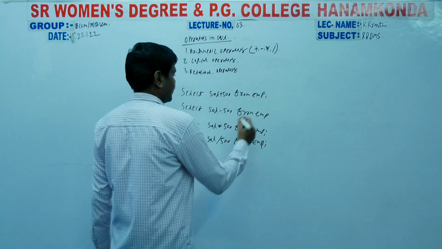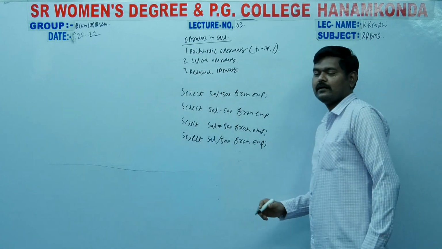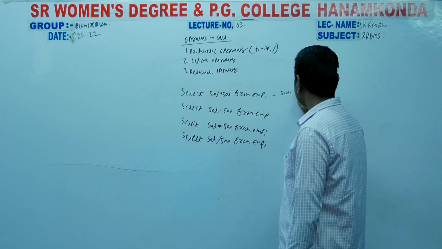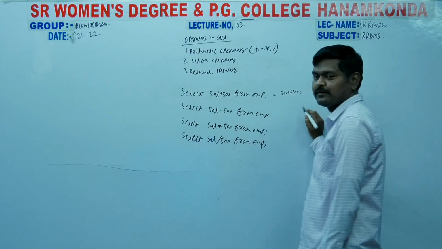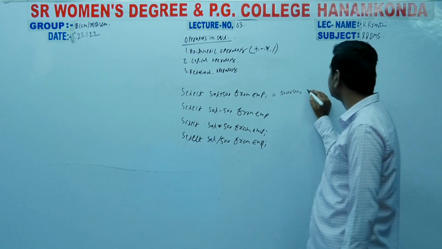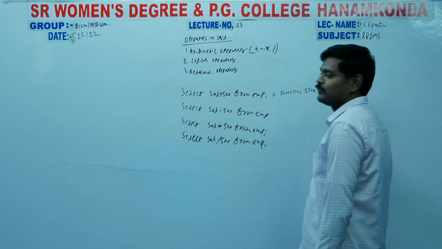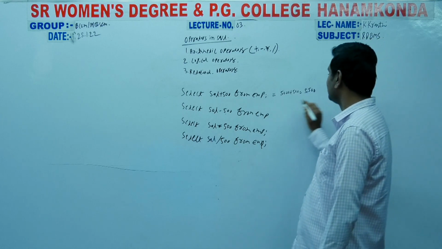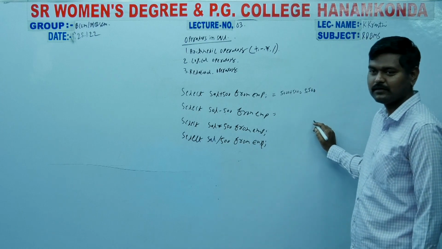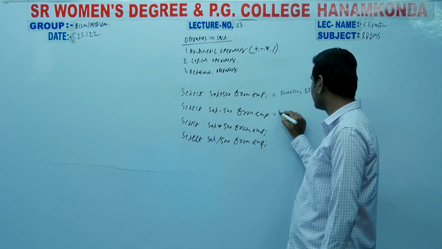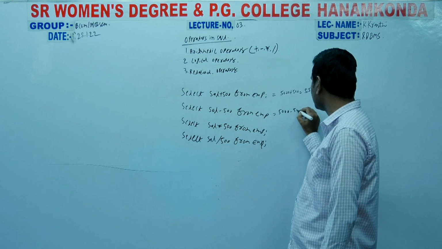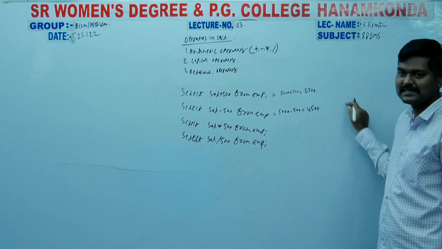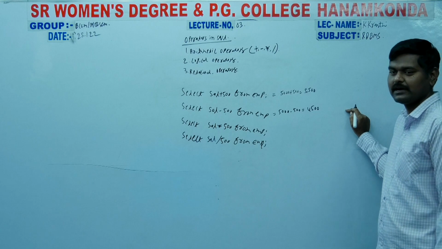So what will the result be? Now we see salary plus 500. If the salary is 5,000, it will add 500 rupees, so the total salary displayed is 5,500 rupees. Next, salary minus 500. The salary is 5,000 minus 500, so the result in the second case is 4,500 rupees.